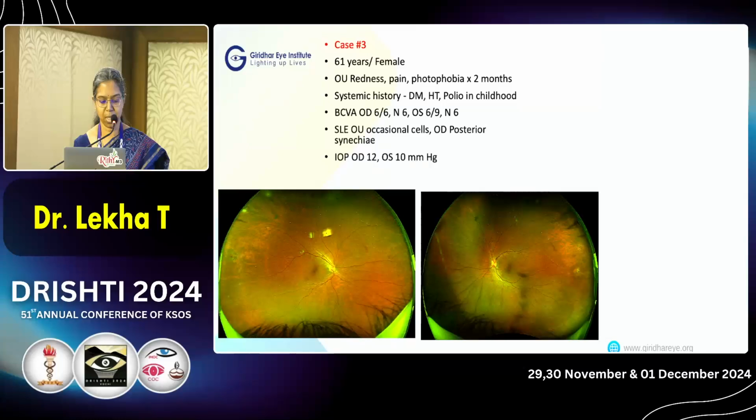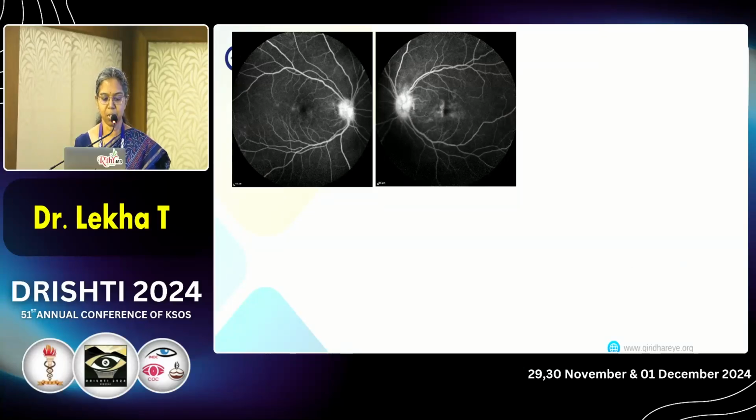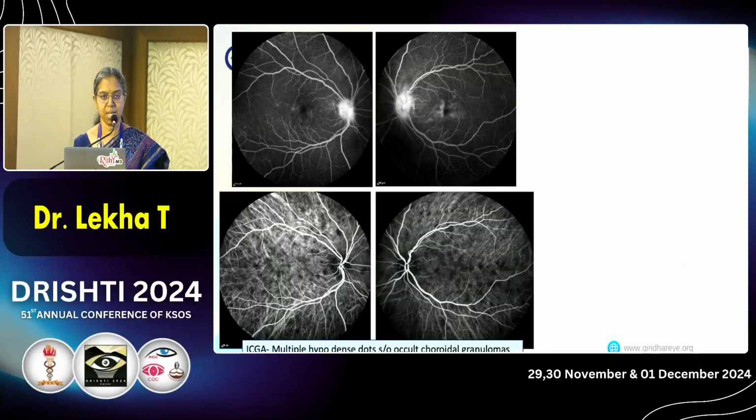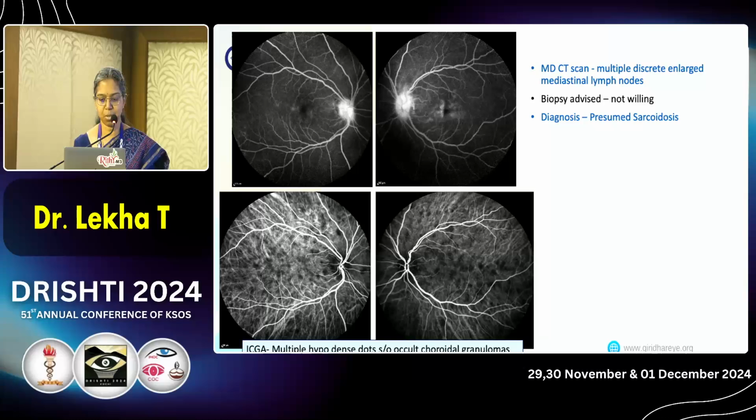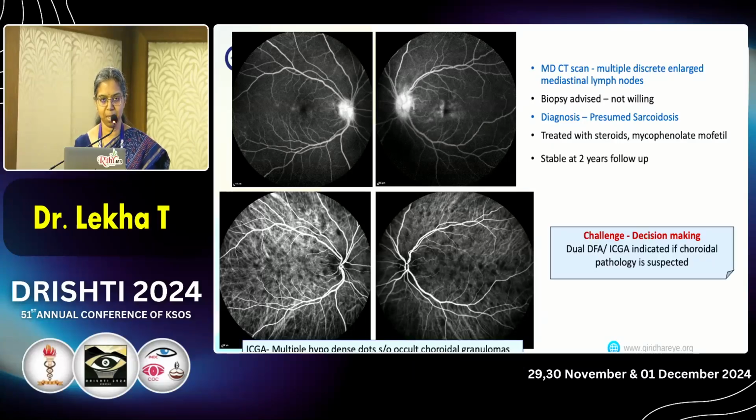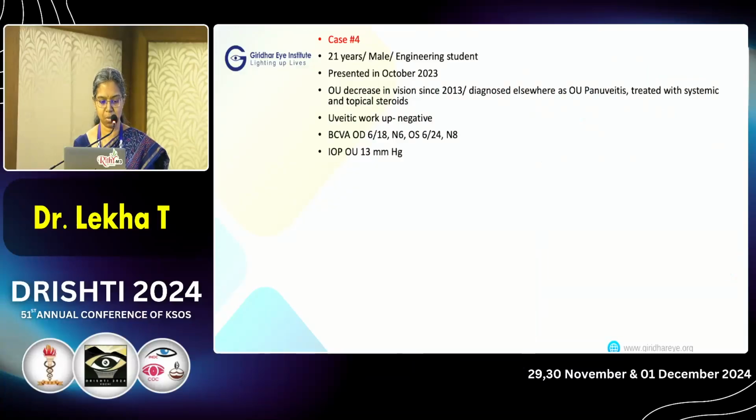This is a 61-year-old lady who was referred to us by the rheumatologist, and she had only mild anterior uveitis with occasional cells. Fundus was also grossly normal, but her blood reports showed that ACE was raised and Mantoux was negative. So we decided to go ahead with dual DFA and ICGA. DFA showed hot disc and perifoveal leaks, whereas ICGA showed multiple hypodense lesions suggestive of occult choroidal granulomas. Further workup led us to a diagnosis of sarcoidosis, and she could be stabilized with immunosuppressive therapy. So whenever a choroidal pathology is suspected, a DFA alone is not enough. It has to be combined with ICG angiography also.